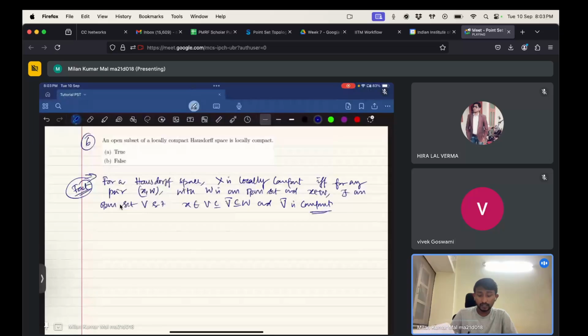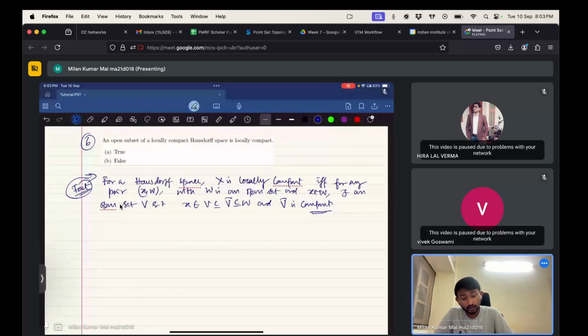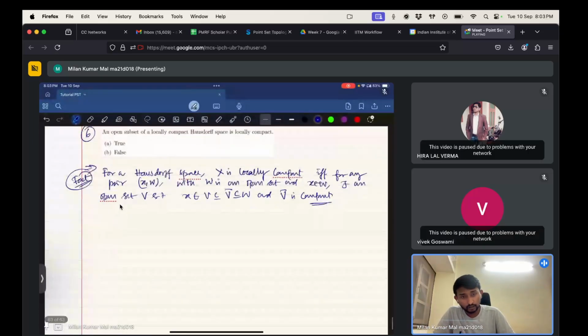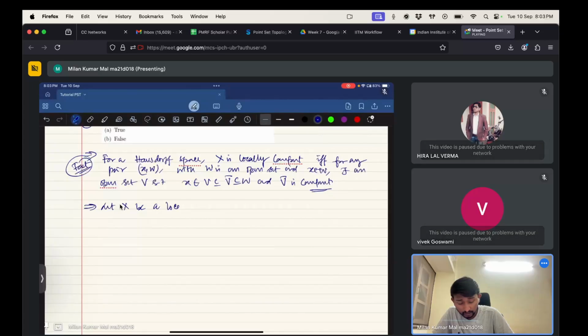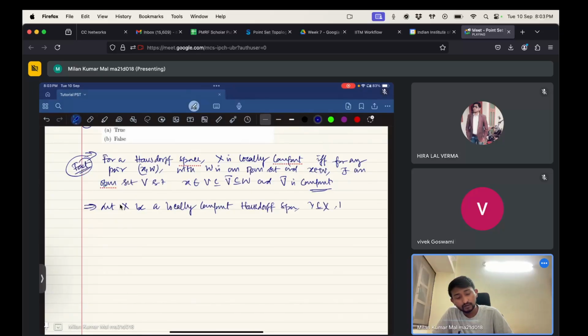So I will use this generalization to prove that if X is a locally compact Hausdorff space, then Y is also a locally compact Hausdorff space. Let X be a locally compact Hausdorff space, and let Y be a subset. Then Y is also Hausdorff. Hausdorff just carries over to the subspace; there is no problem with that. Then Y is also Hausdorff.